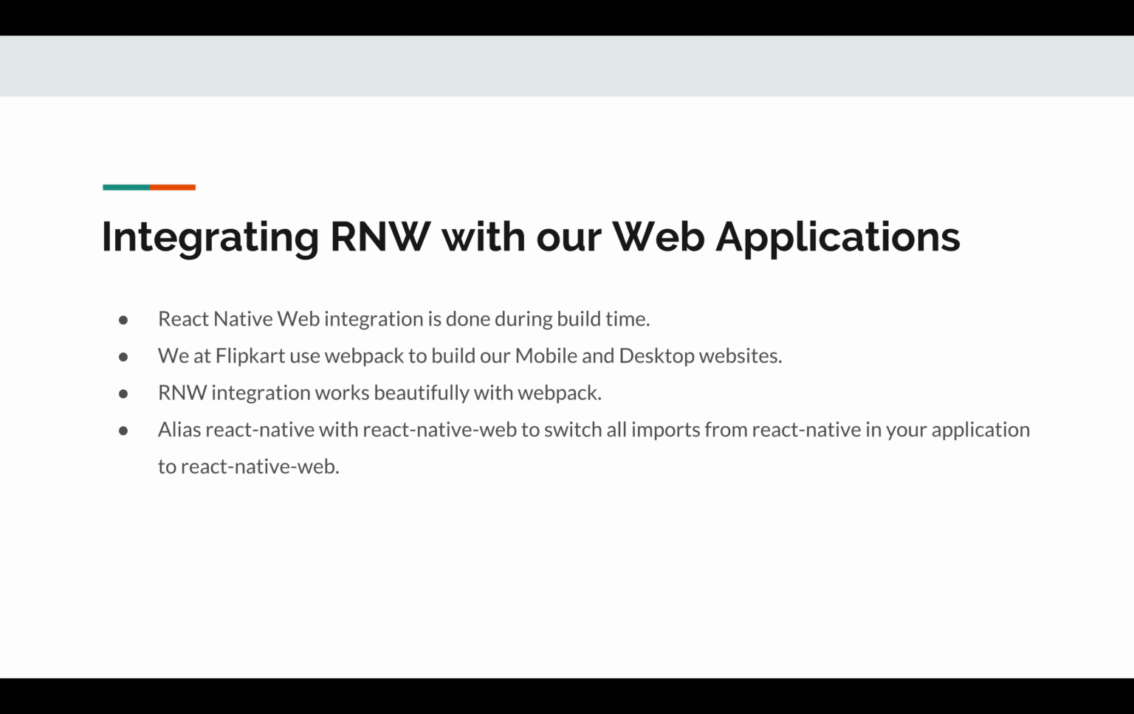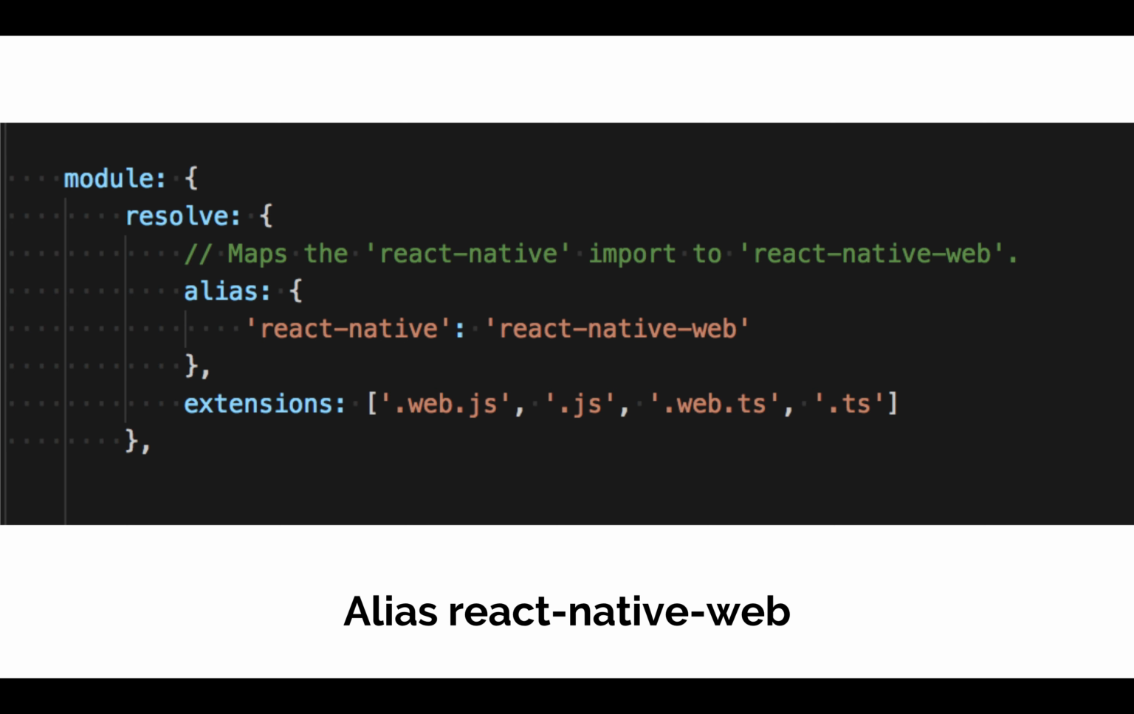React Native Web integration is done during build time, and we at Flipkart use Webpack to build our mobile and desktop websites. So React Native Web integration works beautifully with Webpack. All you need to do is add 3 lines of code to your Webpack config and you're done. So as you can see here, what we have to do is add an alias for React Native and alias it to React Native Web.